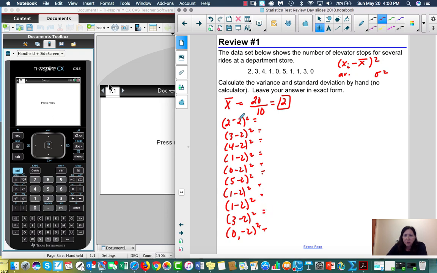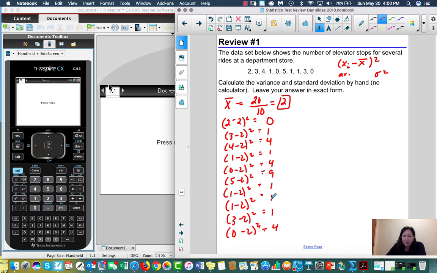Okay, so 0 squared is still 0. We have 3 minus 2 is 1, 1 squared is 1. 4 minus 2 is 2, 2 squared is 4. 1 minus 2 is negative 1, squared is 1. Negative 2 squared is 4. 5 minus 2 is 3, 3 squared is 9. Negative 1 squared is 1. Negative 1 squared is 1. 3 minus 2 is 1, 1 squared is 1. Whoops, and that should be 0 minus 2. 0 minus 2 is negative 2, squared is 4.